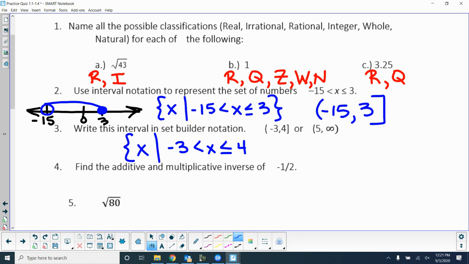And then that says or, so you just put or here. And then we have this. So X is going to be, it's from 5 to infinity, so all my X values are greater than 5, right? We're not including the 5 because it's a parenthesis.